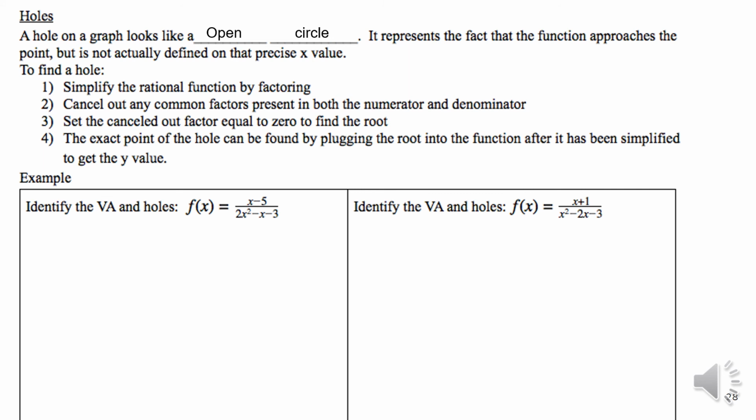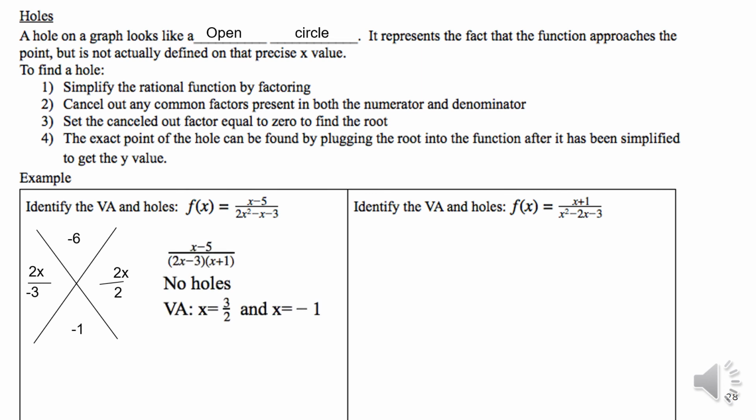So let's find the vertical asymptote and holes of the left example. That requires us first factoring the denominator. So we get x minus 5 over 2x minus 3 times x plus 1. Nothing canceled, therefore we have no holes. But our vertical asymptotes are where our denominator equals 0, and we have 2 of those, at 3/2 and at -1.